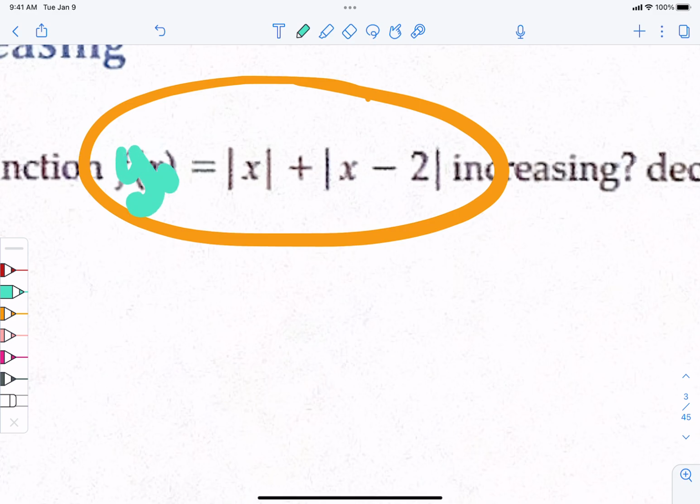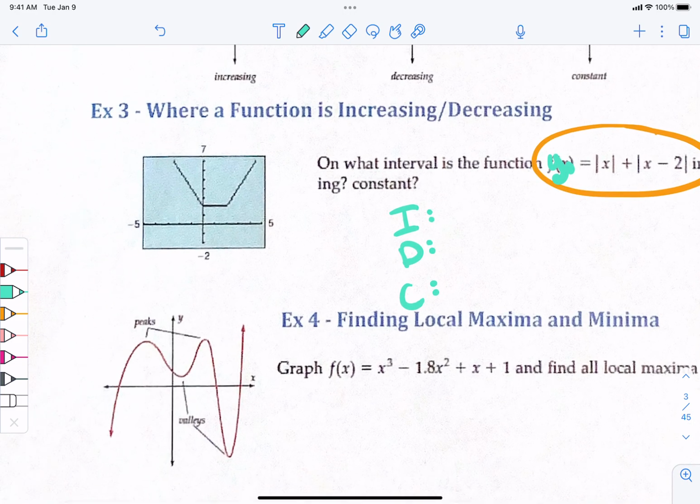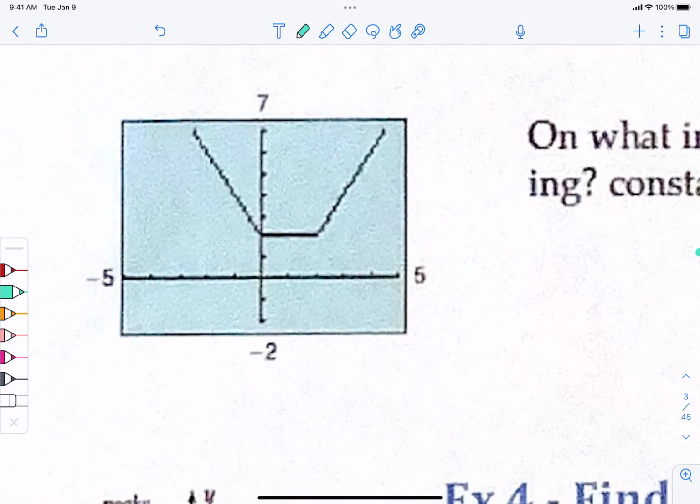y1 equals, and you put your absolute value stuff in there, and we want to know where it is increasing, where it is decreasing, where it is constant. You're going to have those three things labeled. You can fill them in if you want to. It doesn't matter, you don't have to. Or you can graph it if you want to practice graphing. There it is. But this is what it looks like.